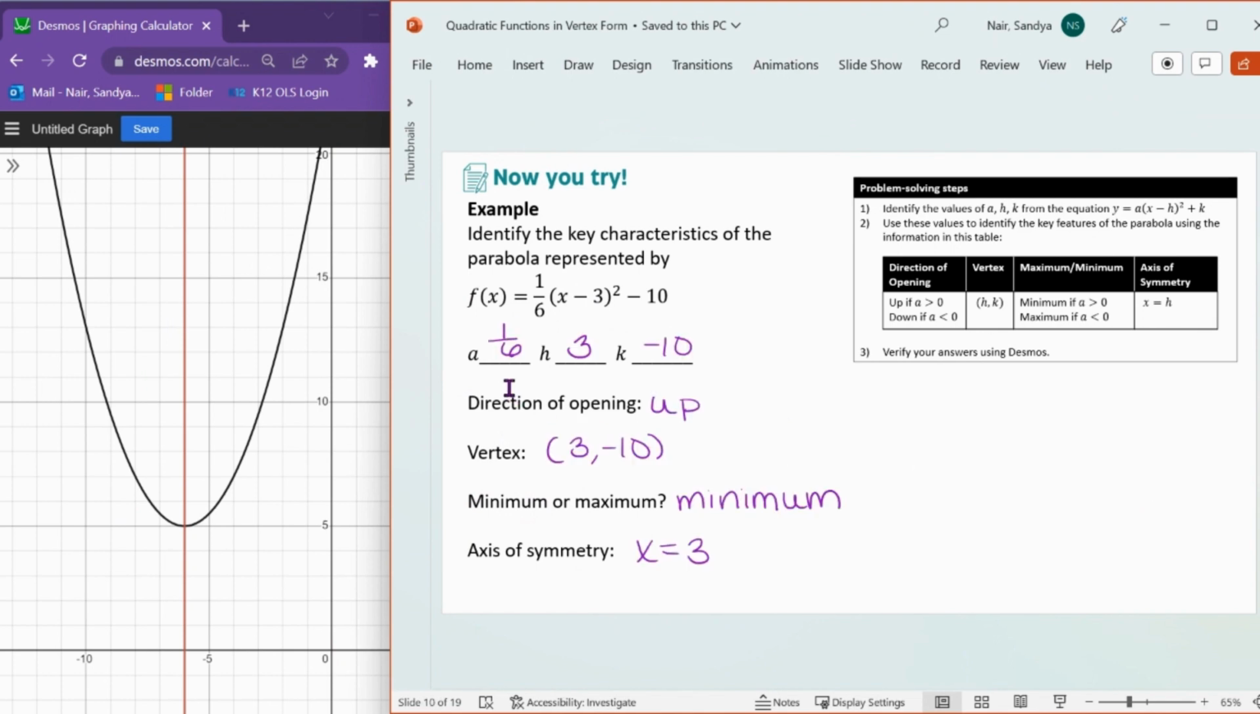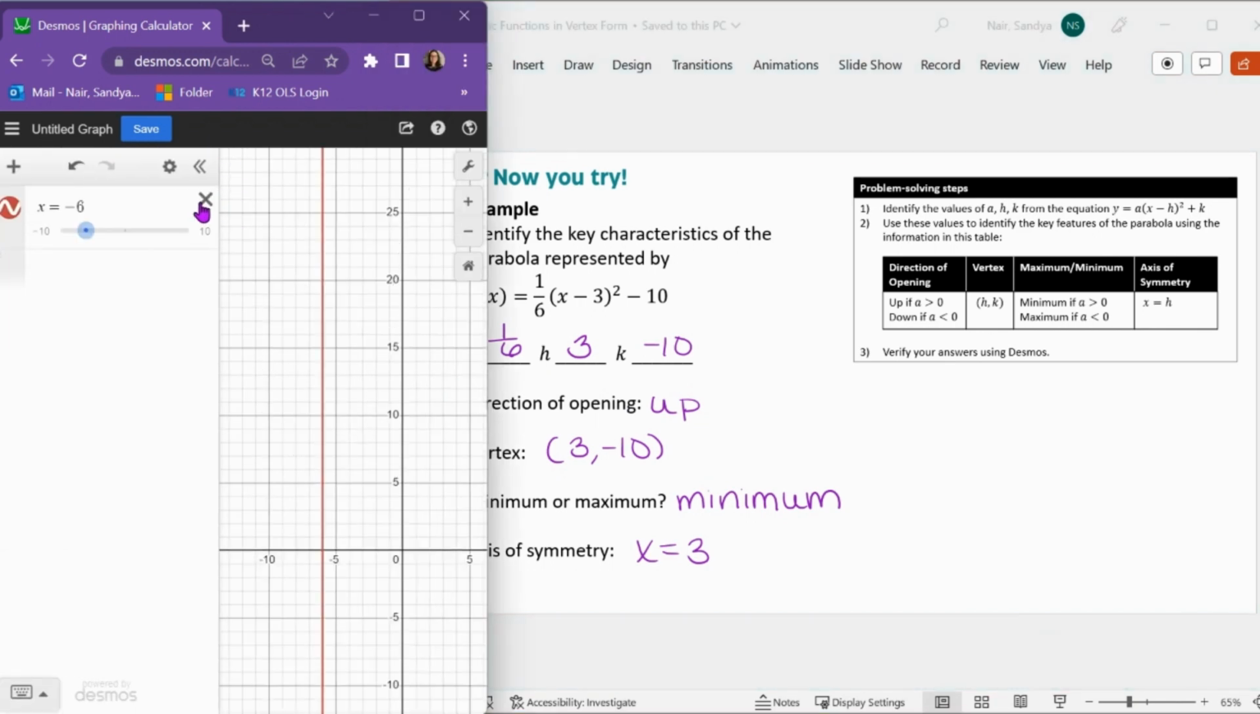So here the values are a is 1/6, h is 3, and k is negative 10. Since a is positive, it opens up. The vertex is at (h, k), so that's (3, -10). The vertex will be a minimum since a is positive, and the axis of symmetry is x equals 3. If we try verifying in Desmos, we can type in the equation. So we have 1/6 times (x - 3) squared and then minus 10.